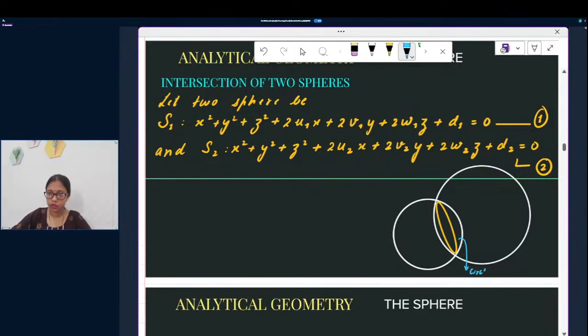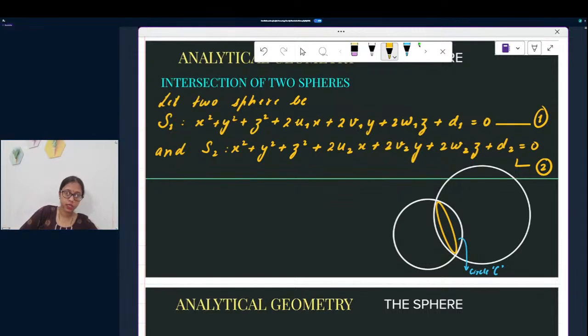Circle C is obviously the intersection of S1 and S2, but actually what I'm trying to find out is: can I obtain the same circle C by an intersection of a sphere and a plane? Now, where will that plane come from?